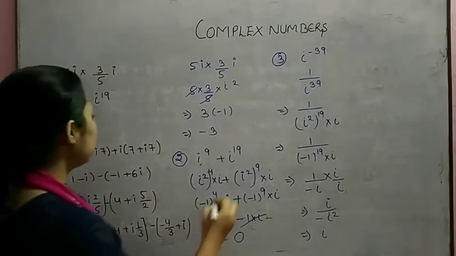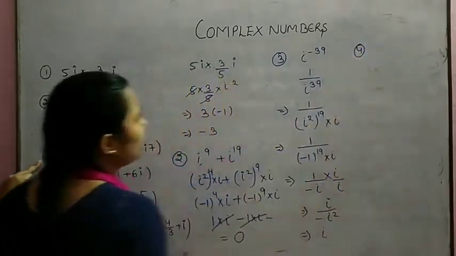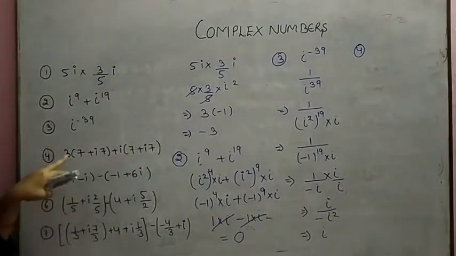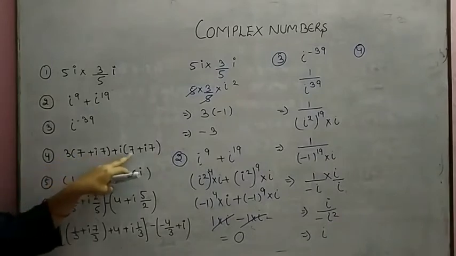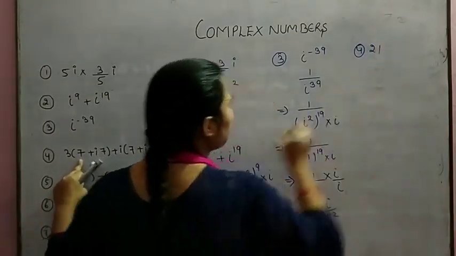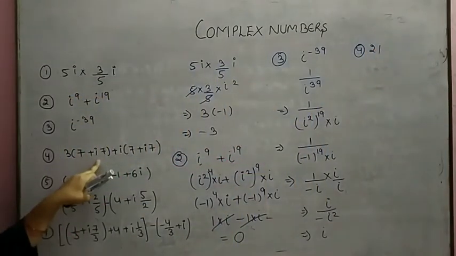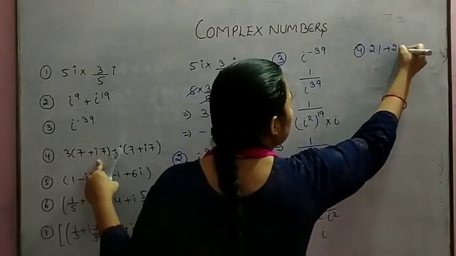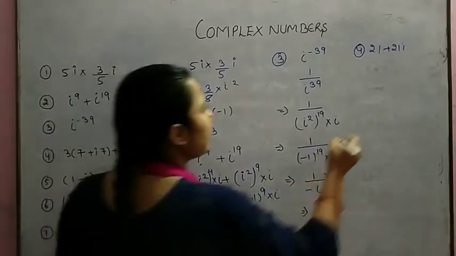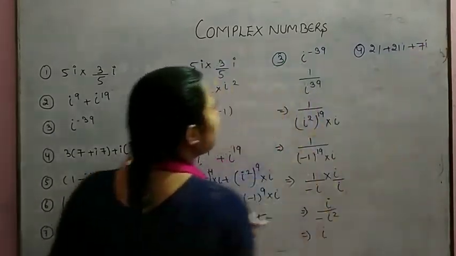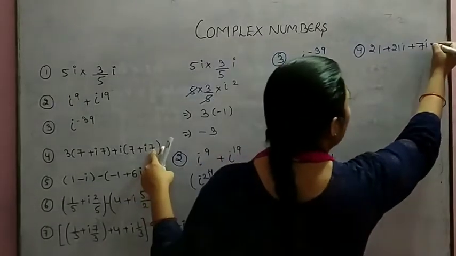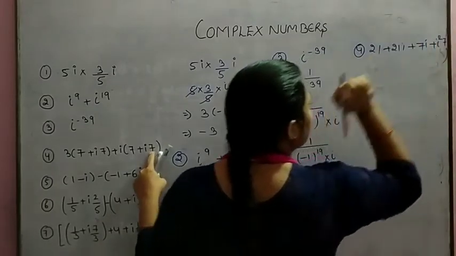Now question number 4. The fourth one is 3 plus i7 into 7 plus i. Firstly we have to multiply 3 by these two and i7 by these two. If we multiply 3 and 7 we get 21. If we multiply 3 and i we get 3i. Similarly, if we multiply i7 into 7 we get 7i. Correct. And if we multiply i7 into i we get i square 7.